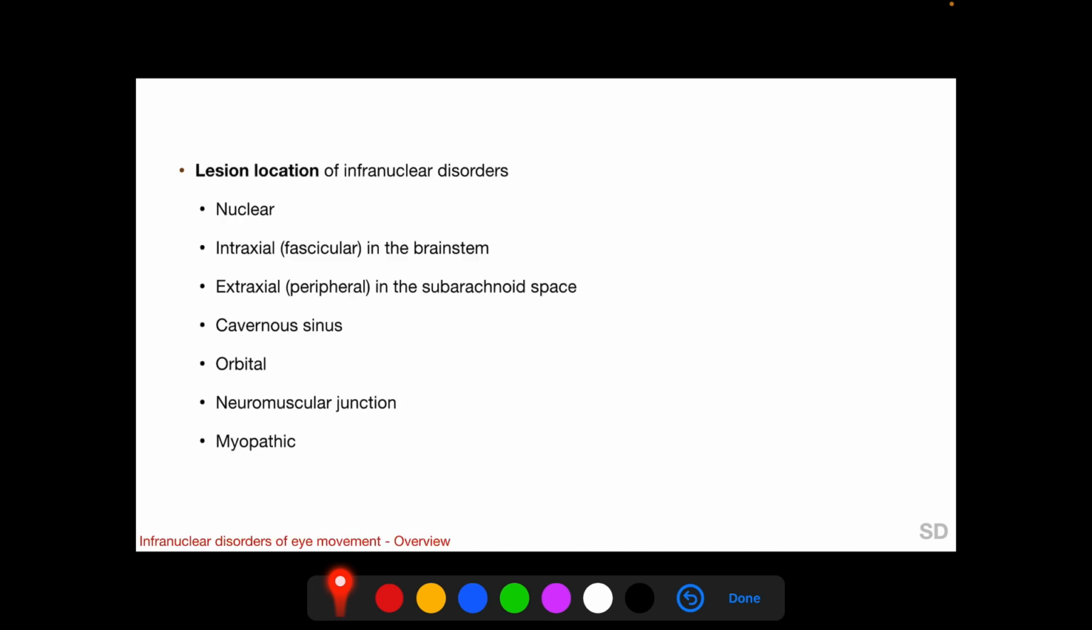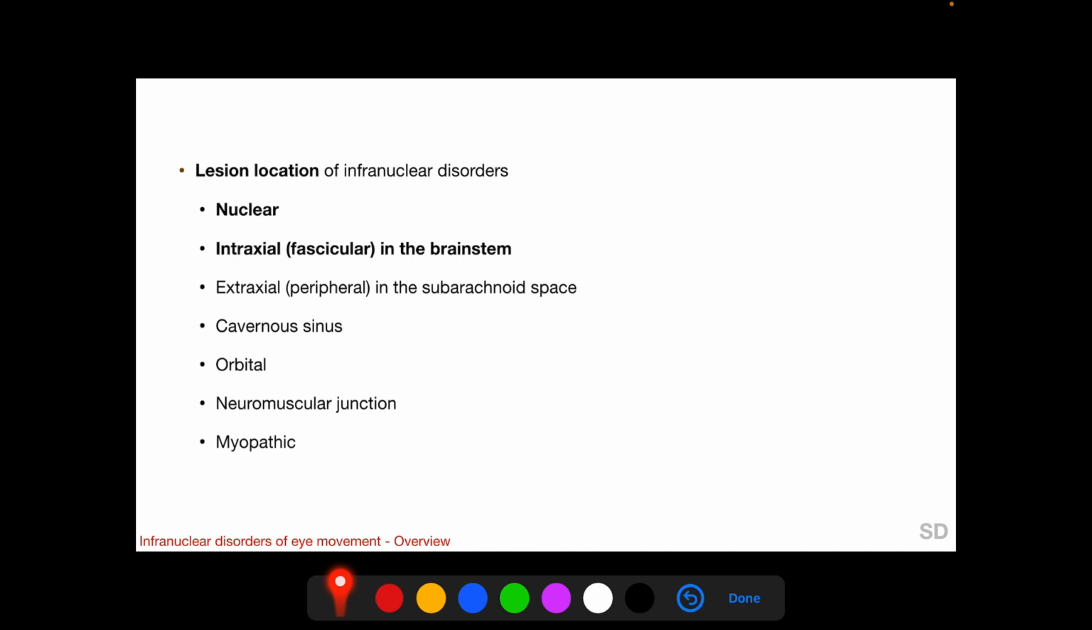A lesion causing infranuclear disorder of eye movement can be located in the nucleus of an ocular motor nerve, can be within the intraaxial or fascicular portion of the nerve which is located within the brainstem, can also be located in the extraaxial or peripheral portion of the nerve in the subarachnoid space, the cavernous sinus, or the orbit. Disorders of neuromuscular junction and disorders of muscles are also clubbed together with infranuclear disorders of ocular movement, but we will be discussing them in separate presentations.